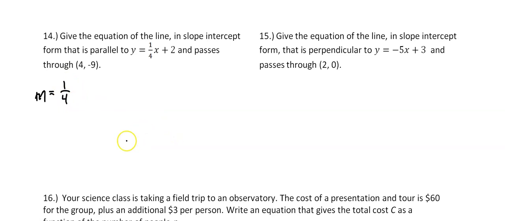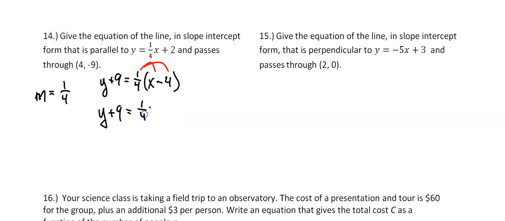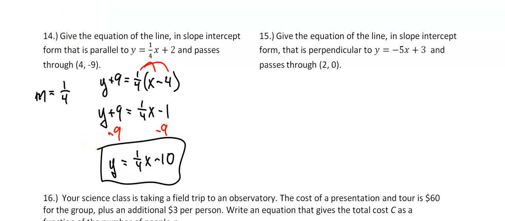Okay? And now, just like I've done before, I always start with point slope form. Y minus the y value gives me y plus 9 equals slope times x minus the x value. And now I want it in slope-intercept form, so I have to solve for y. A little bit of my distributive property. And now I have to subtract that 9 from each side. And that's it. The next one, same kind of thing.